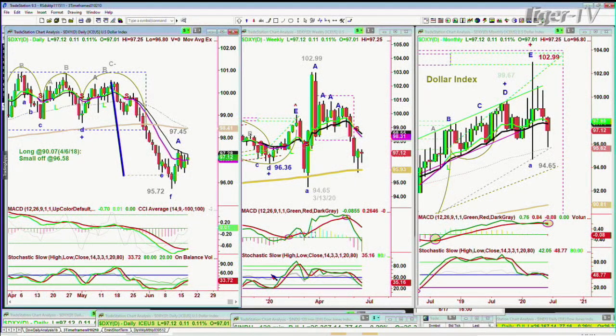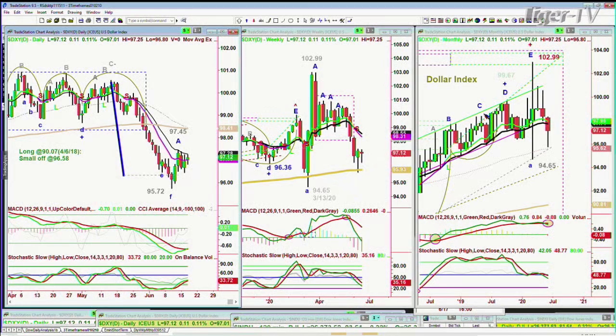Another question I had is the dollar. The dollar is trading right now up 11 ticks at 97.12. It's just kind of stuck. We've been long the dollar for my subscribers since April of 2018 at 90.07 via the UUP. It screamed up to 102.99, then it's pulled back to the 200-period moving average.